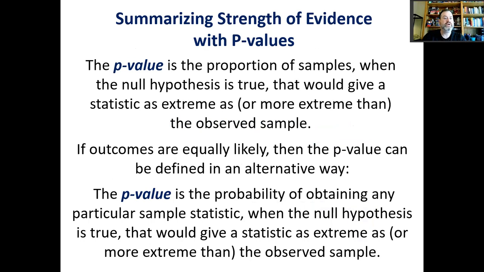And the way this works is it is a proportion of samples, when the null hypothesis is true, that would give a statistic as extreme as or more extreme than the observed sample. So take a second here, pause the video, and read that a bunch of times, because this definition tells you how to do the problems. Look here again: p-value, proportion of samples. So it's a number divided by a bigger number. When the null hypothesis is true, that tells you we're using a randomization distribution. That would give a statistic as extreme as or more extreme than, that tells you where to draw the line and shade to the outside of the observed sample.